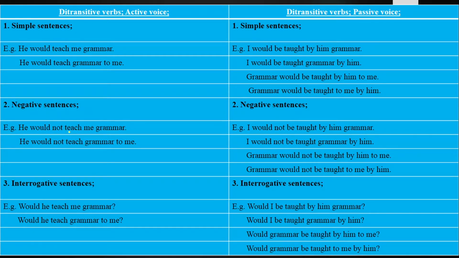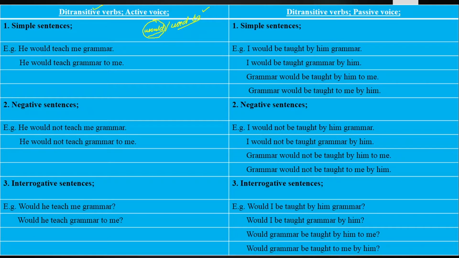Today we are going to discuss how to change the modal auxiliary verbs from active voice into passive voice with ditransitive verbs. Keep in mind, today we will discuss the remaining modal auxiliary verbs. The first modal auxiliary verb is known as would. The second one is known as used to. And here we will discuss if used to is a structure, how you are going to change the sentences from active voice into passive voice, and if used to is a modal auxiliary verb, how you are going to change them. First we will start with the modal auxiliary verb would.